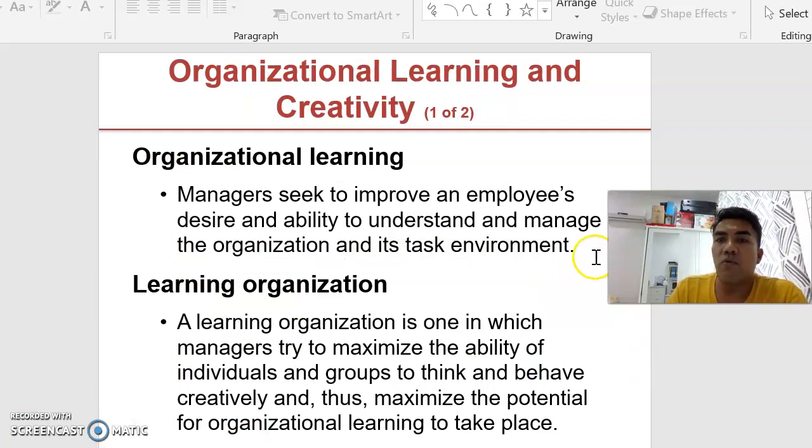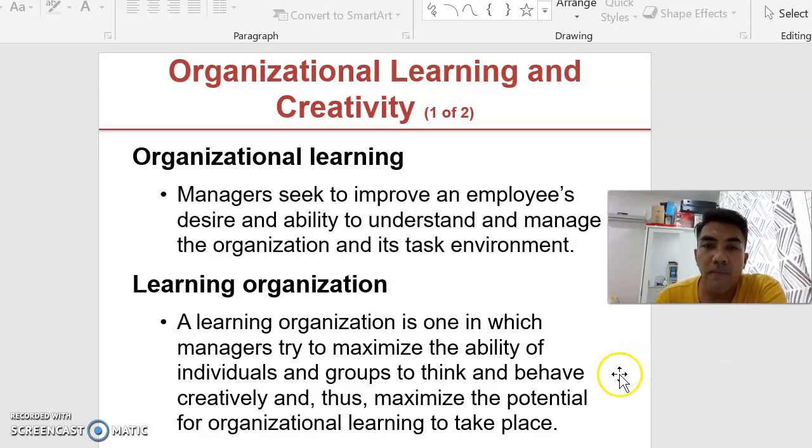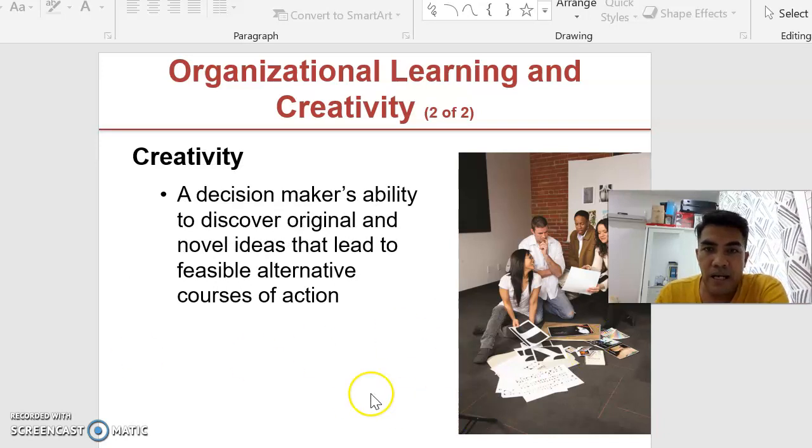Organizational learning seeks to improve an employee's desire and ability to understand and manage the organization and its task environment. A learning organization is one in which managers try to maximize the ability of individuals and groups to think and behave creatively, and thus maximize the potential for organizational learning to take place. Creativity is a decision maker's ability to discover original and novel ideas that lead to feasible alternative courses of action.